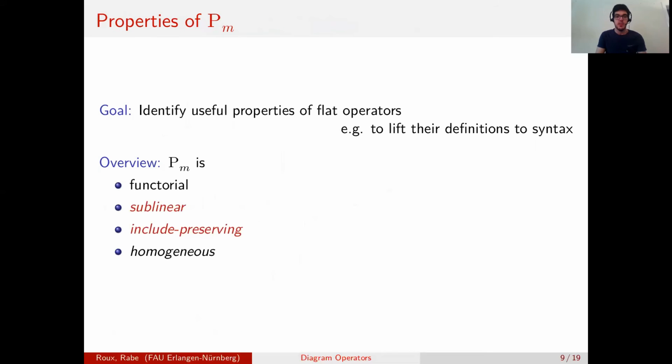Right. So let's collect all the properties. They were not that many, but let's have a broader look at them. So again, our goal was to identify useful properties, to somehow specify and implement operators in the simple flat world, and lift them, and hopefully lift them in a semantics preserving way. Right, and we know PM was functorial. I hope you believe me. Sublinear and include preserving, two notions I'll present now. And also, it's homogeneous, which is a notion I won't present here.